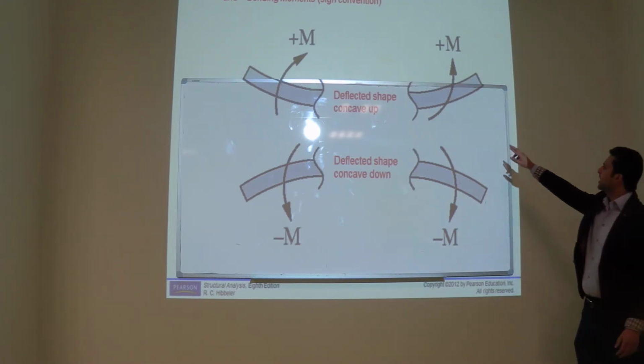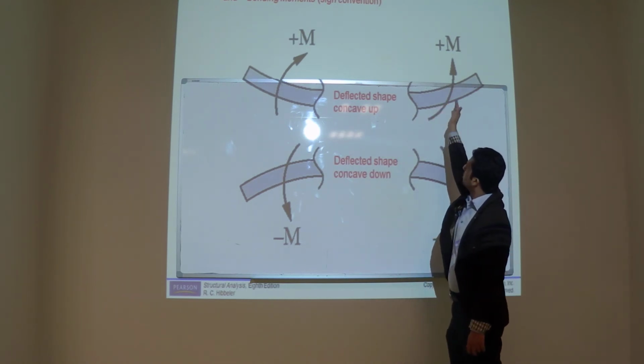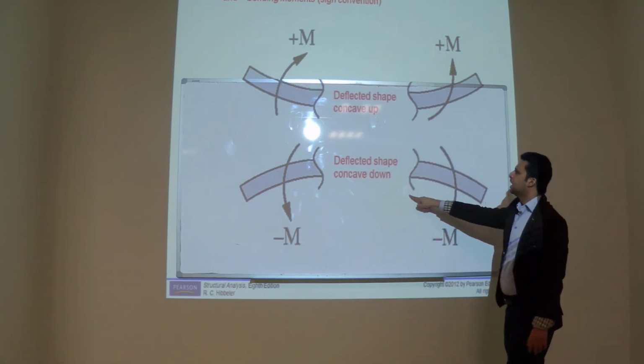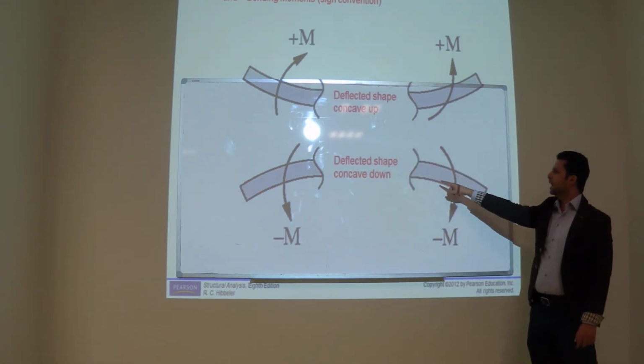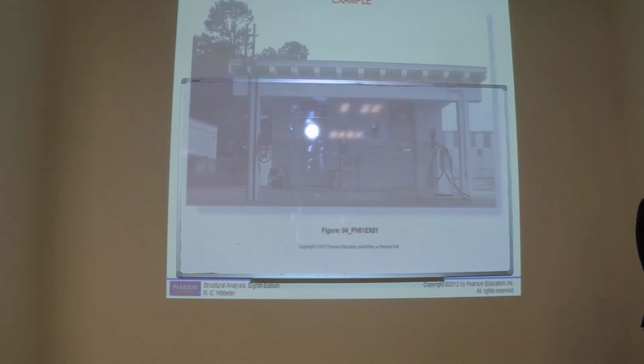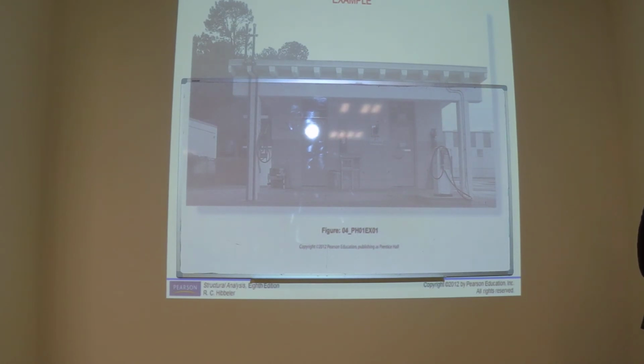So, if you cut a section from the right, any moment which tries to produce concave up will be positive, and any moment which tries to put the deflection in the concave down way will be negative. Let's do one small example.